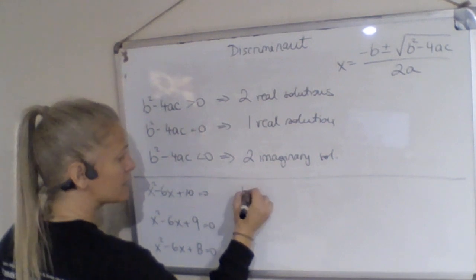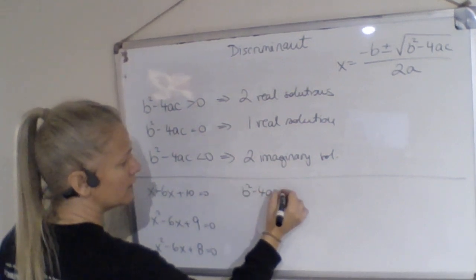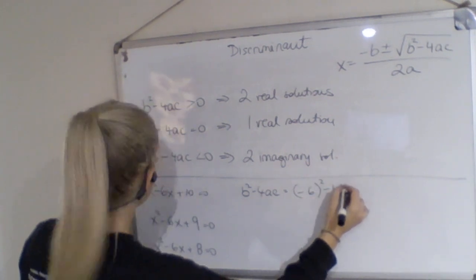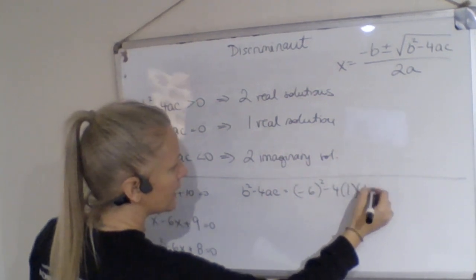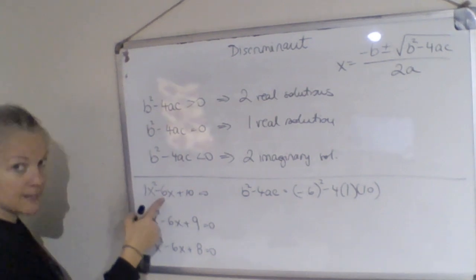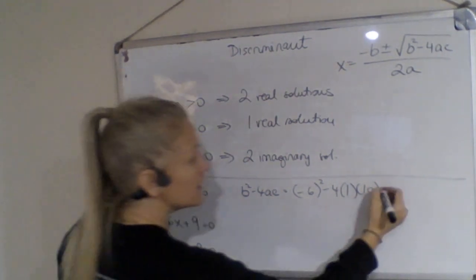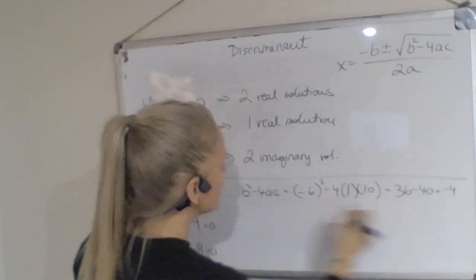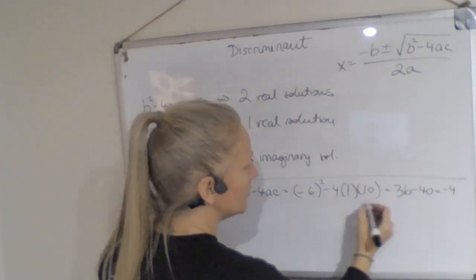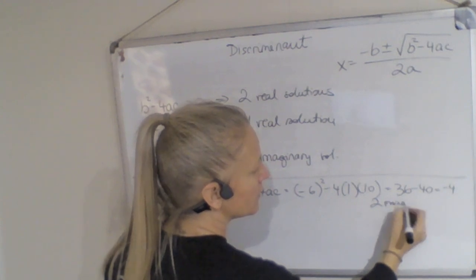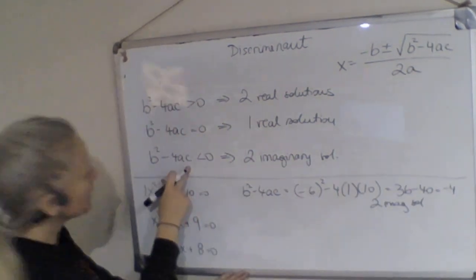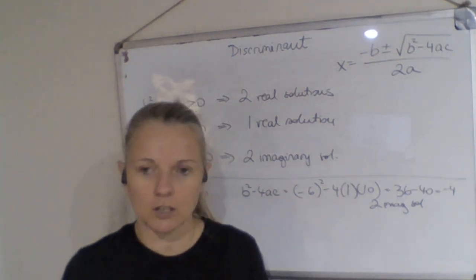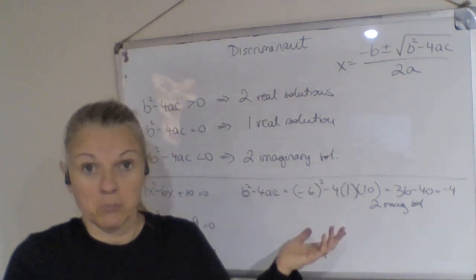All I care about is what is b squared minus 4ac. Well, b is negative 6, so I get negative 6 squared minus 4 times 1 times 10, right? My a is 1, my b is negative 6, my c is 10. This becomes 36 minus 40 or negative 4. So this one has 2 imaginary solutions, right? It's negative 4. If that discriminant is less than 0, 2 imaginary solutions, you're not supposed to tell me what the solutions are. You're just supposed to tell me how many.